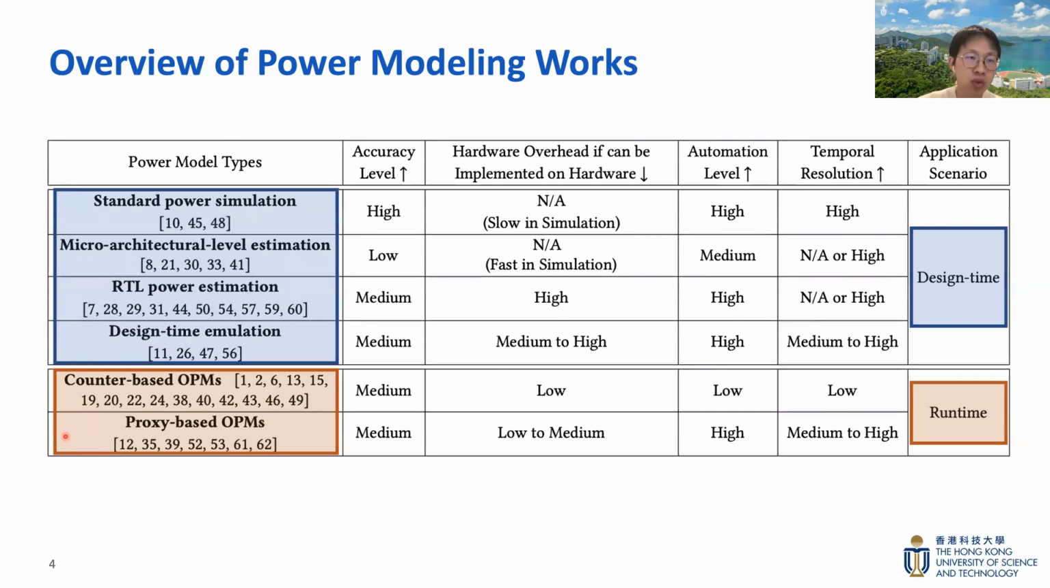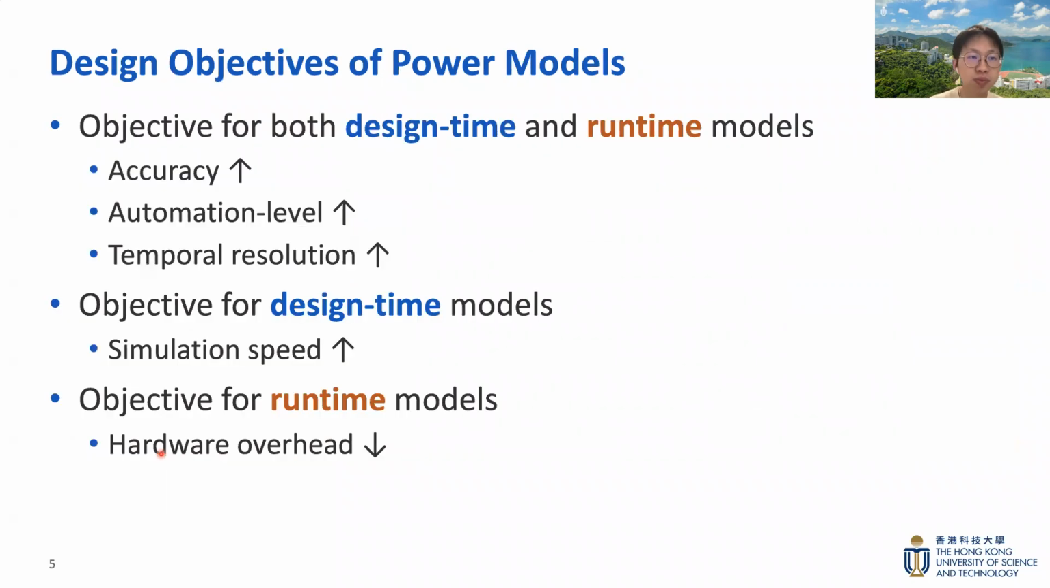As for the runtime application scenarios, there are also two major types of power models. One of them relies on the existing performance counters in the IC design. It can achieve pretty low hardware overhead, but its automation level is very low. It requires human expertise for development, and it doesn't provide good temporal resolution. It only evaluates some average power over a long trace. Another option is proxy-based OPMs, and this is the popular solution. It means we choose existing signals from the target IC design and use them as the input of power models. So this is the classification of existing works.